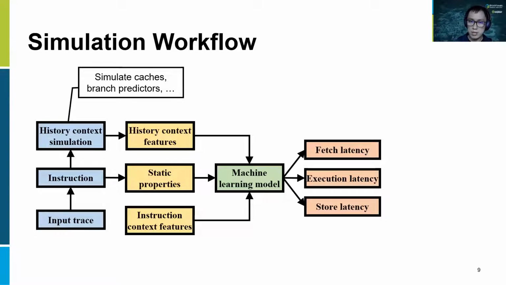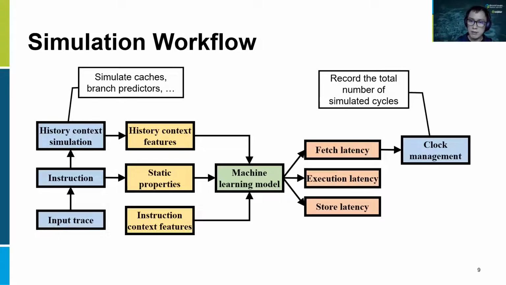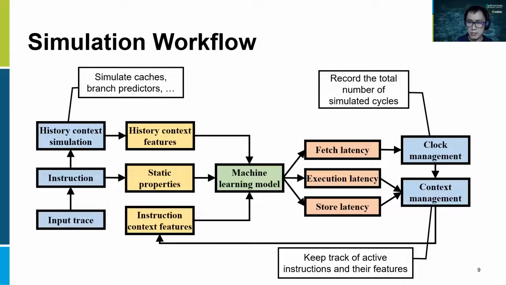After the machine learning model makes its prediction, using its fetched latency, we use a unit called clock management to record the total number of simulated cycles. Using the predicted execution and stall latency, we manage the active instructions and their features, which will be used as part of the input features for the later predictions. And we go through every instruction in the input trace. At the end, we'll get a total number of cycles to execute this application.